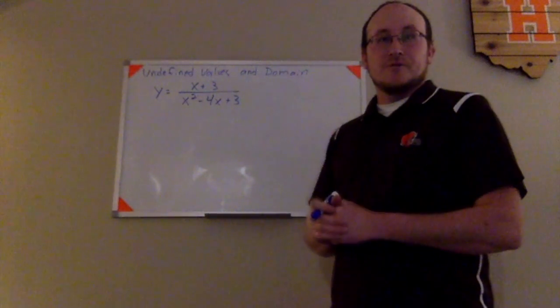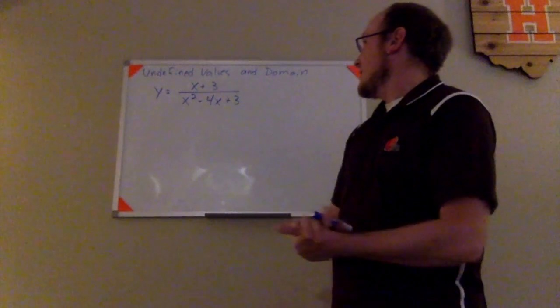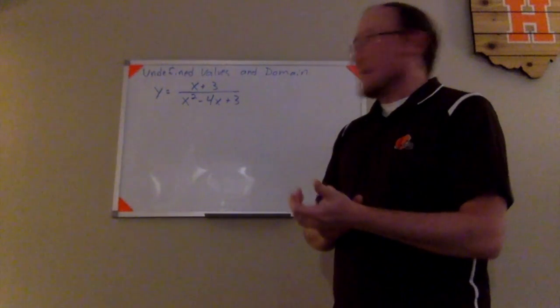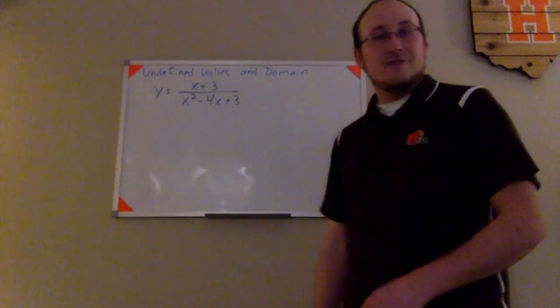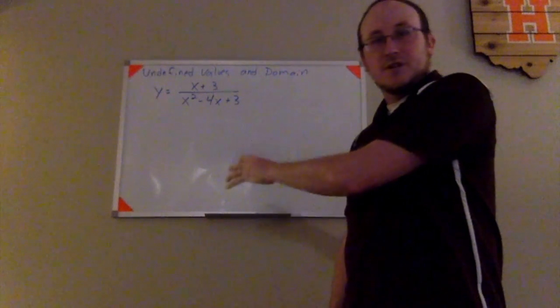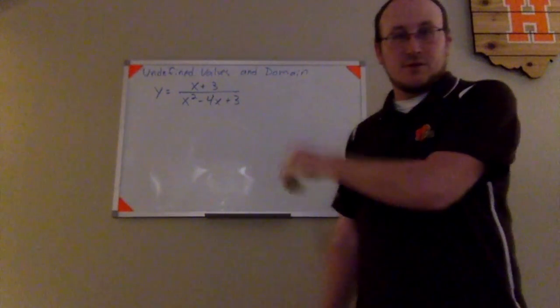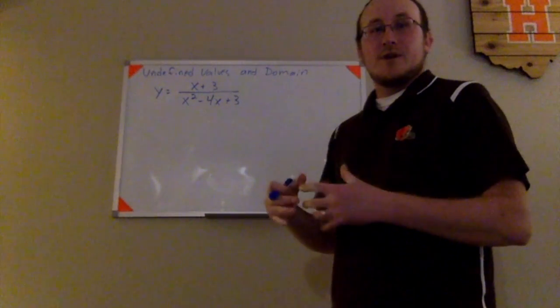Here we have a rational function, the ratio of two polynomial functions. We have x plus 3 over the trinomial x squared minus 4x plus 3. And the question wants us to discuss the undefined values, so the values of x that would make this function undefined, as well as make a statement about the domain of this rational function.